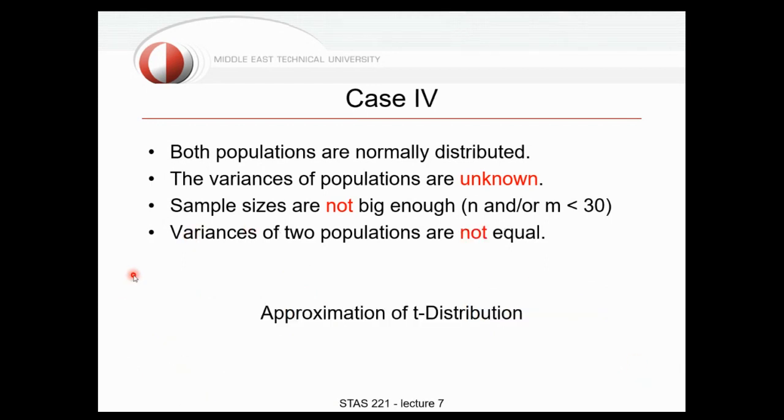Case 4. Both populations are normally distributed. The variances of populations are unknown. This is bad. Sample sizes are not big enough. This is very bad. The variances of the two populations are not equal. Lots of problems. But the good news is that these populations are normally distributed. That's why I can use a distribution which is an approximation of the t-distribution. This is out of the scope of the book. I won't ask you about this scenario. Just for you guys to know, we can still calculate.